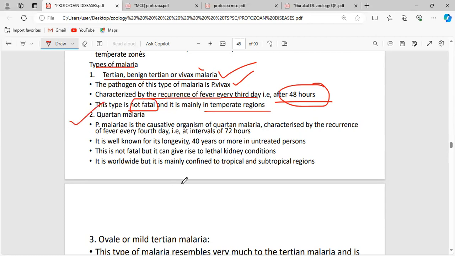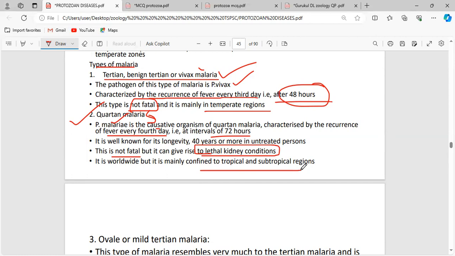Next comes quartan malaria. Plasmodium malariae is the causative agent for quartan malaria. The characteristic feature is fever every 4th day, at intervals of 72 hours. We know that the pre-patent period and the incubation period vary from one species to another. Of course, this is not fatal, but it gives rise to kidney related issues. Clear? And this is confined only to the tropical and subtropical regions.